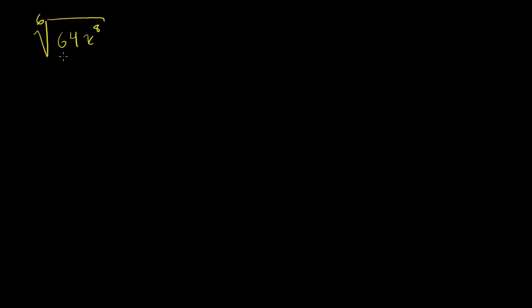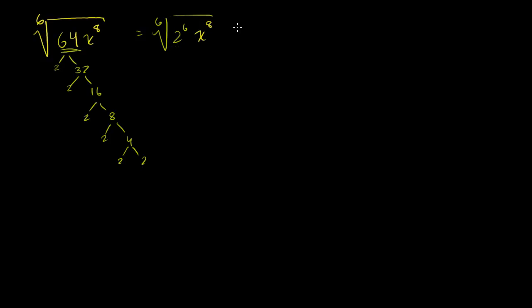64 is equal to 2 times 32, which is 2 times 16, which is 2 times 8, which is 2 times 4, which is 2 times 2. So we have 1, 2, 3, 4, 5, 6. So it's essentially 2 to the 6th power. So this is equivalent to the 6th root of 2 to the 6th, that's what 64 is, times x to the 8th power. Now, the 6th root of 2 to the 6th, that's pretty straightforward.